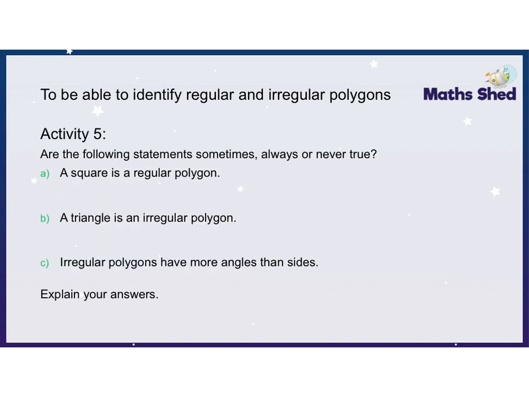Are the following statements sometimes, always, or never true? A square is a regular polygon. So is that sometimes, always, or never? We know that a square is a regular polygon, so it's always. A triangle is an irregular polygon. Well, if it was an equilateral triangle, it would be regular. But if it's an isosceles triangle or a right angle triangle, it is irregular. So we're going to put S for sometimes on this one.